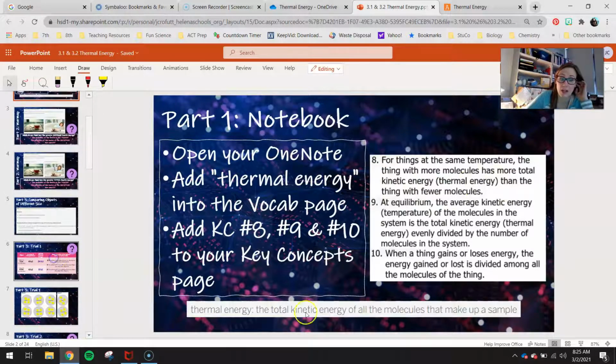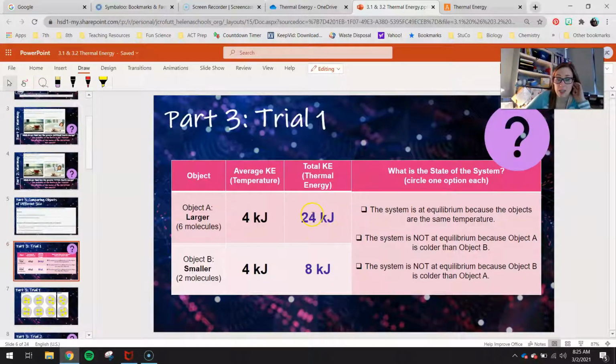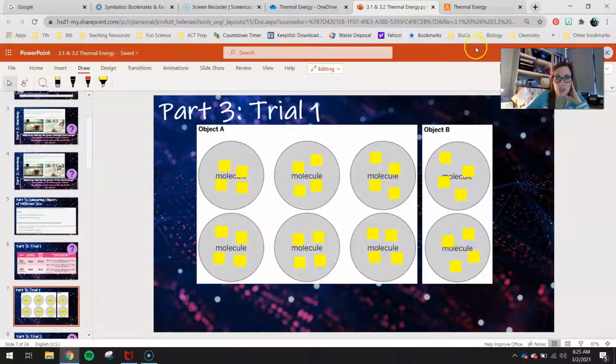So again, if we look at our kinetic energy here, object A had more molecules, 6, and it had a higher kilojoules or a higher thermal energy or a higher total kinetic energy, however you guys want to say it, than object B that only had 2 molecules. All right, so again, we're gonna assume that we just pushed these two objects together and they haven't quite begun to transfer energy yet. All right, so let's go ahead and take a look.